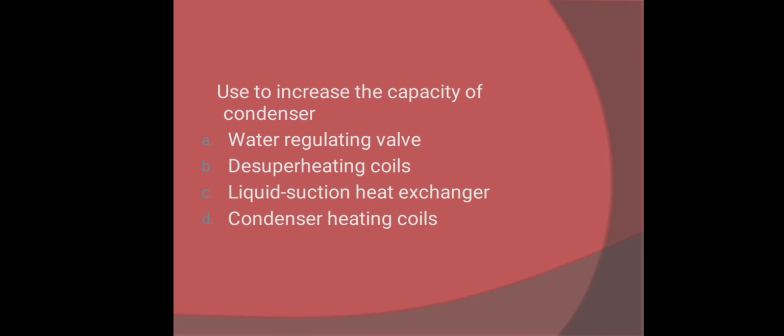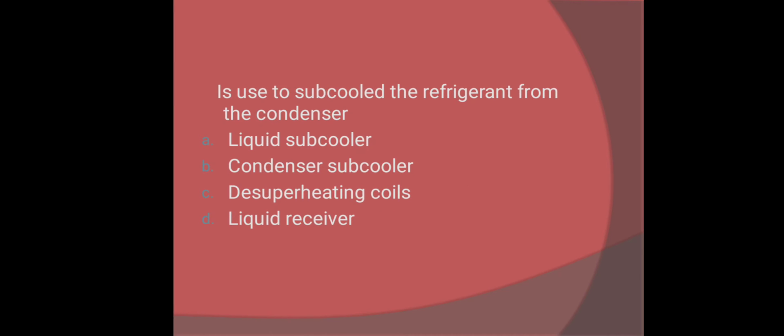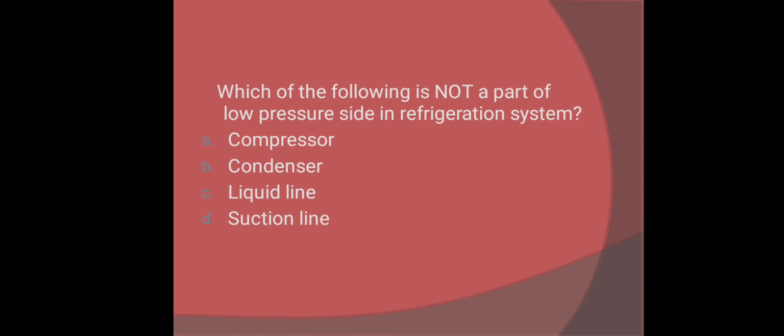Next, used to increase the capacity of the condenser. Okay, sagot natin dyan ay the superheating coils, letter B. Next, is used to subcool the refrigerant from the condenser. Okay, sagot natin dyan ay liquid subcooler, letter A. Next, which of the following is not a part of low pressure side in refrigeration system? Keyword: not a part of low pressure side sa refrigeration system. Sagot natin dyan ay suction line, letter D.